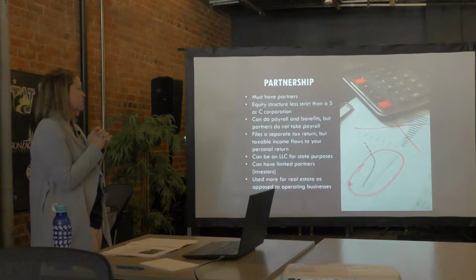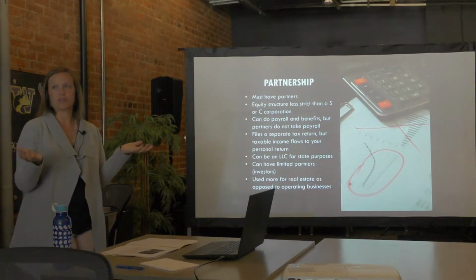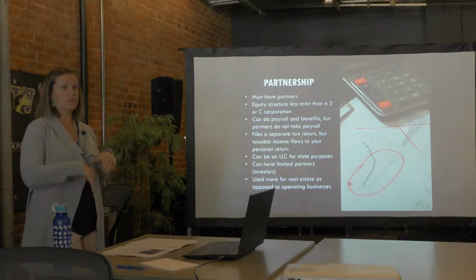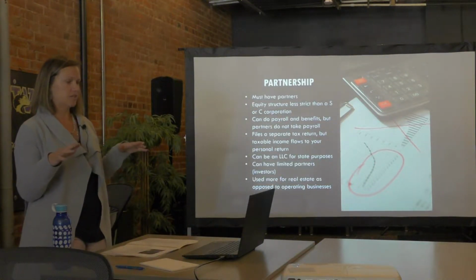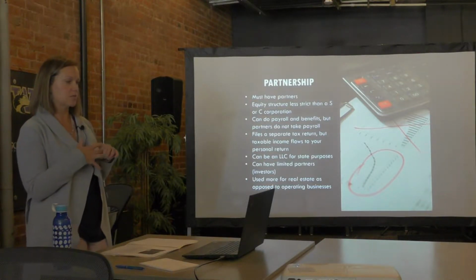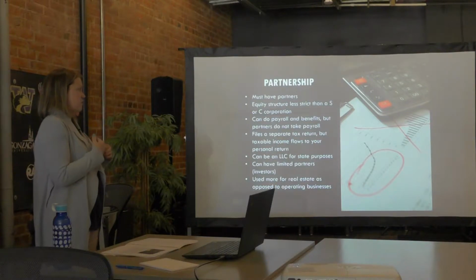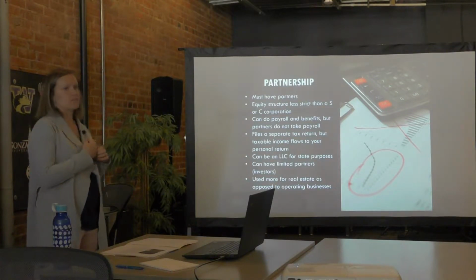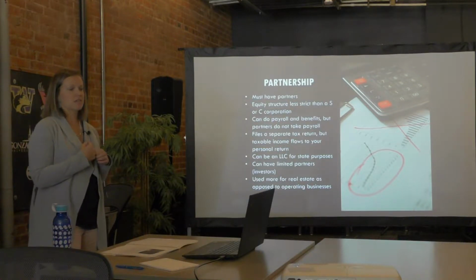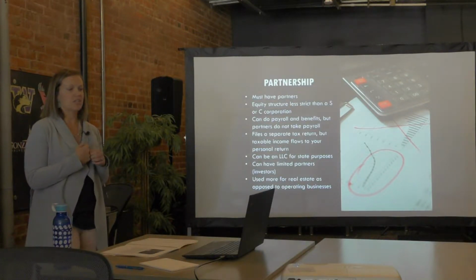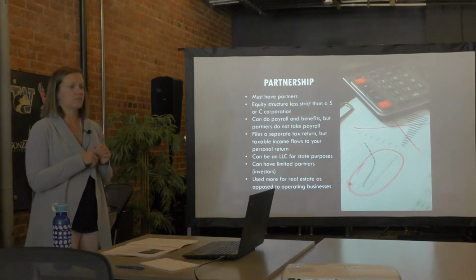So it files a separate tax return, and everyone would get a form that shows what they should report on their personal tax return. So it does flow through into your personal tax return, but it also has its own separate return, and it can be an LLC for state purposes. Also, I mentioned the limited partners is an option, and I always see this one used for real estate, rarely for an operating entity. And it's easier to get real estate in and out of a partnership than in any of the others.